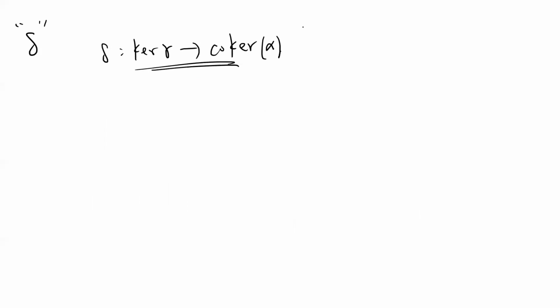Okay, so finally let's define the connecting homomorphism. Okay, so this is the most cumbersome one to get the definition. So kernel gamma goes to co-kernel alpha. Okay, so basically the important snake part.